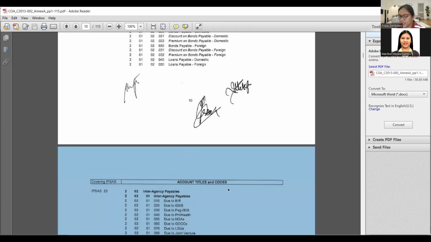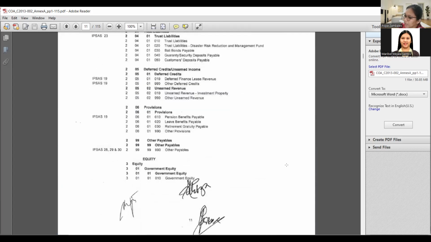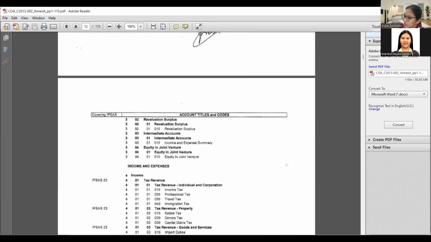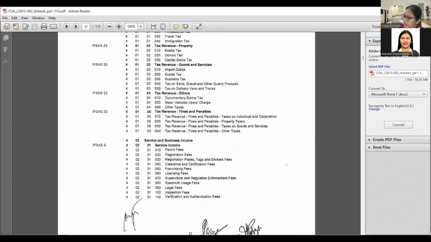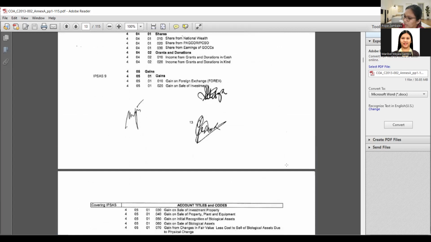Okay, when we say liabilities, siguro alam niyo na yun. Pag liabilities, these are economic obligations of an agency that are recognized and measured in conformity with accounting principles. Equity, residual interest lang yan. Income, that's your gross inflow of economic benefits, and expense, it's the decrease in economic benefits. Siguro tingnan na lang natin, no? Ayan. Yan yung mga interagency payables, government equity, then income and expense na tayo, tax revenue, service revenue, business income, assistance and subsidy, shares and grants.